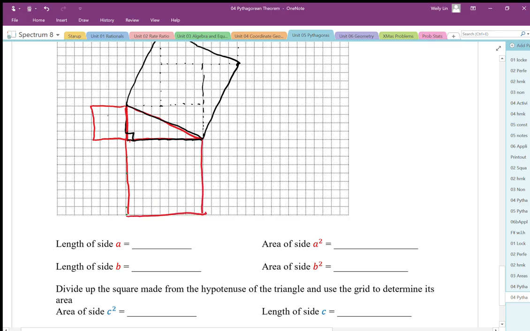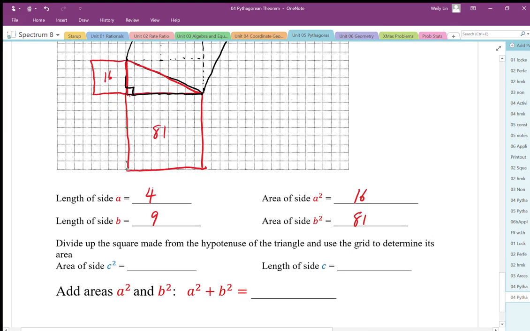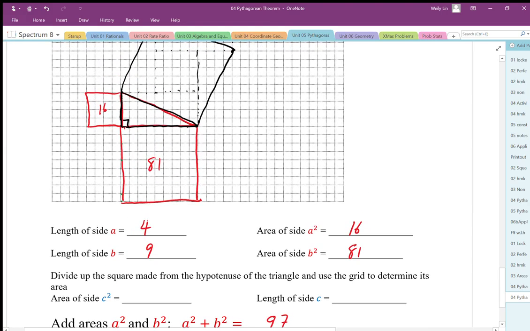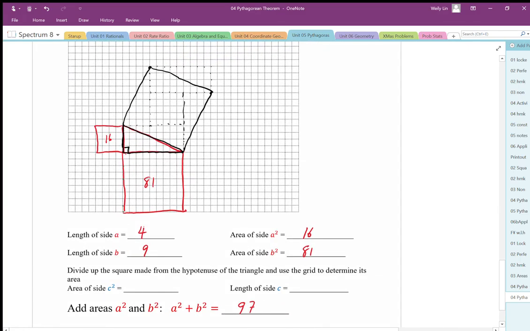Okay, so this is going to be 16 and 81. So this is going to be 4, 9, 16 squares, 81 squares. And we are getting 97 squares in red. Okay, so we want to see that the C square is going to add up to 97. Okay, so let's count this up.